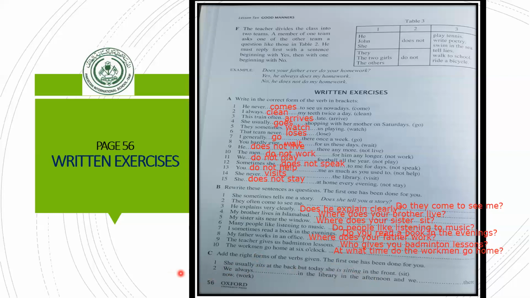He always dash in the library in the afternoon, and we dash there now. Now work. Okay, the work is given over here. So what will be the answer? Here, what will she, we always. Now we always means we is plural, not singular. So we will add work over here. We always work in the library in the afternoon, and we dash there now.